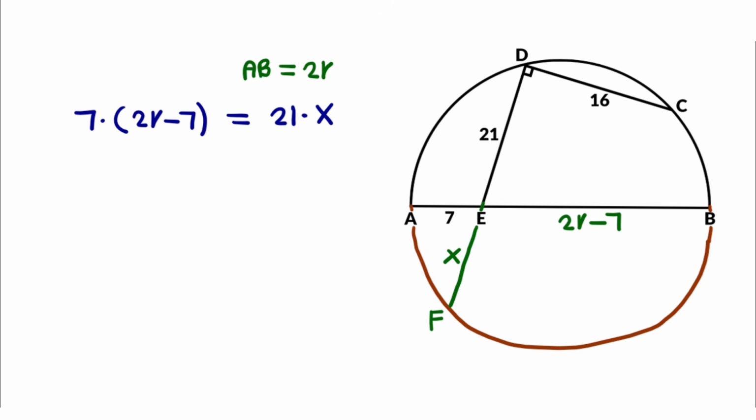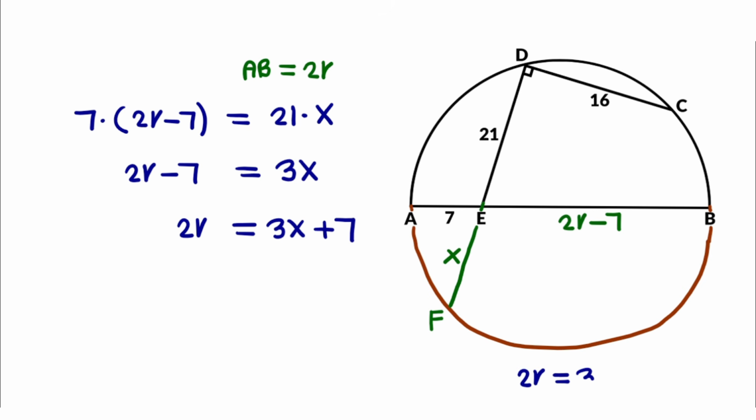Let's simplify. Divide both sides by 7. We get 2r minus 7 equals 3x. Now add 7 to both sides. So 2r equals 3x plus 7. Keep that equation in mind. We're about to use it.